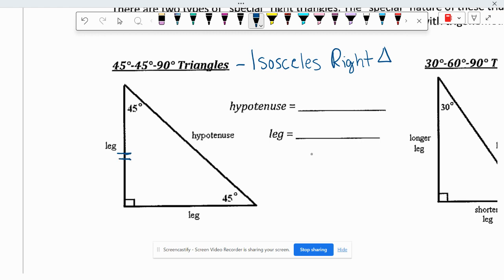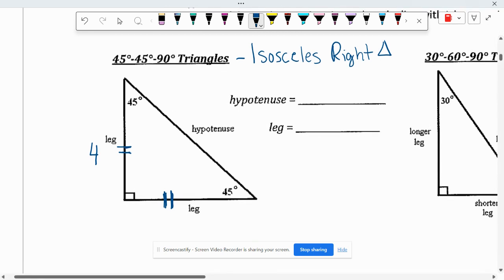So I'm going to mark these two pieces congruent to each other. And just so our notes are the same as the filled out notes, I'm going to say that this leg measures 4. We're going to come up with the rule. So if this leg on the left is 4, and it's an isosceles right triangle, what does the leg on the base have to be? 4. So you guys use Pythagorean theorem to solve that.